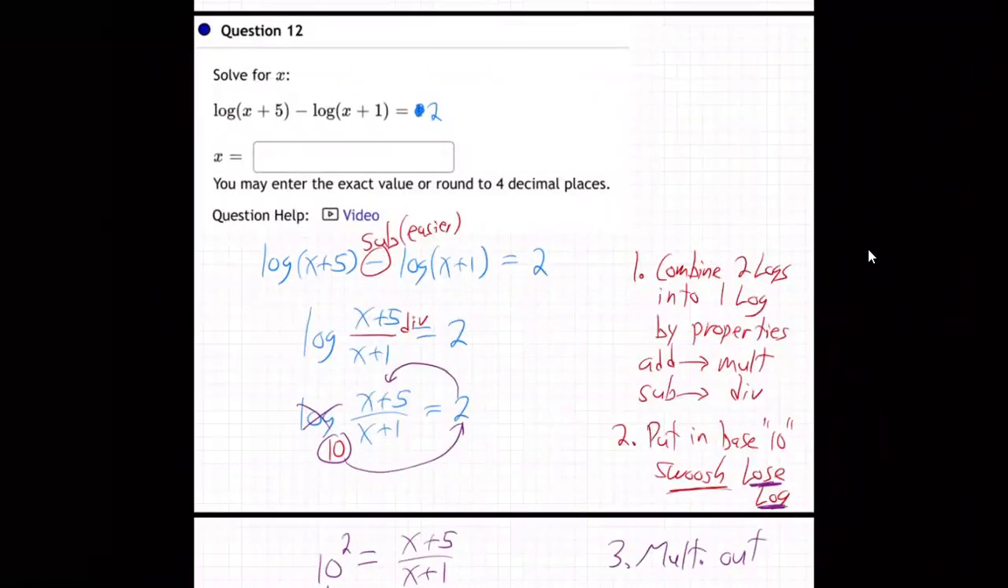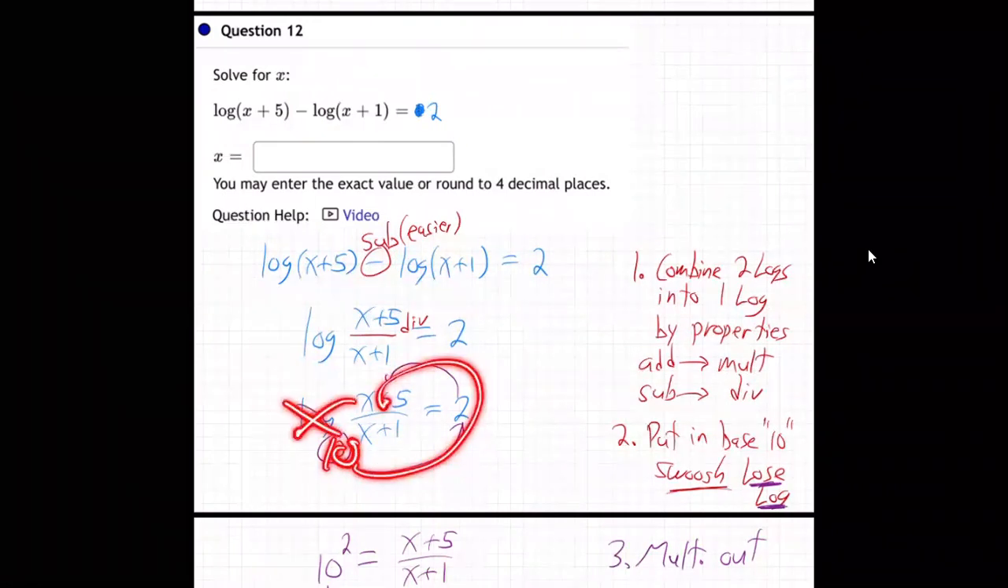All right, so once again then, how do we solve a log equation? When you've got two logs added or subtracted, the first step is to combine them. Adding two logs becomes multiplication for one log, or subtracting two logs becomes division for one log. And then you put in the invisible base 10, you do the swish, and it's bye-bye log.